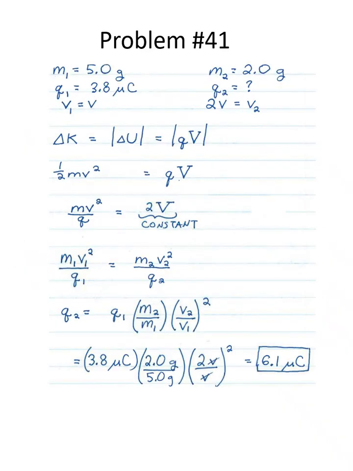Number 41. A 5-gram object carries 3.8 microcoulombs. It acquires speed v when accelerated from rest through a potential difference V. If a 2-gram object acquires twice the speed under the same conditions, what is its charge?